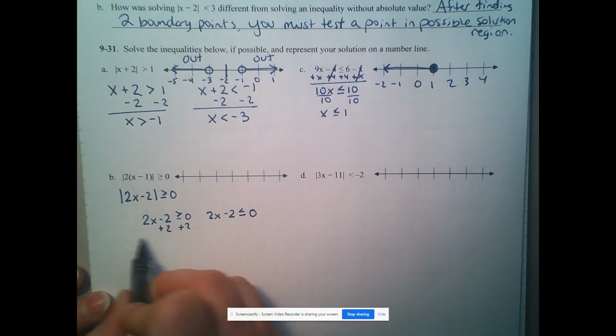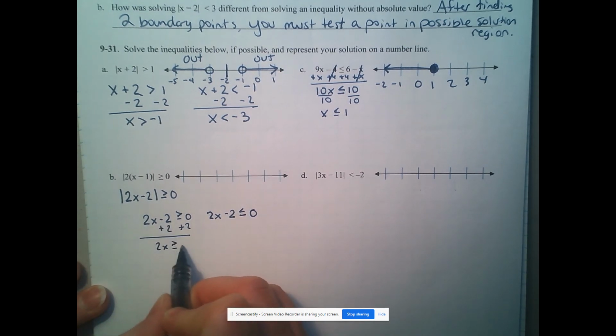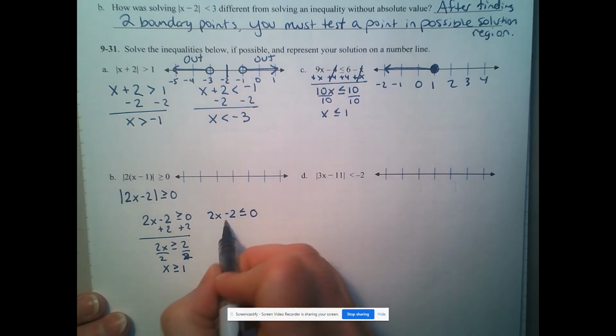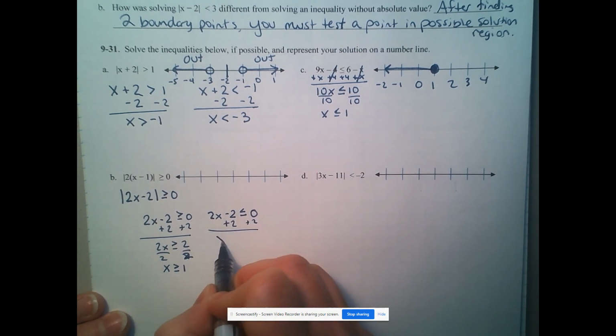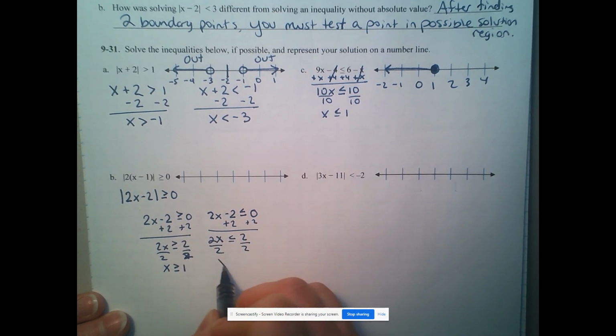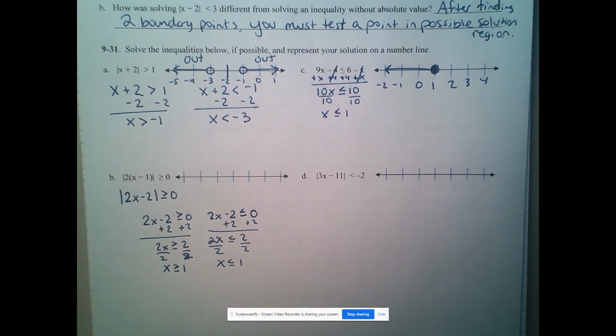If I add 2 to both sides, I'm going to get that x is greater than or equal to 1. You're like, okay, that's reasonable. If I add 2 to both sides, I'm going to get 2x is less than or equal to 2, divide both sides by 2. X also has to be less than or equal to 1. So you're like, okay, what's that going to look like? All of the numbers have to be greater than or equal to 1 and less than or equal to 1.